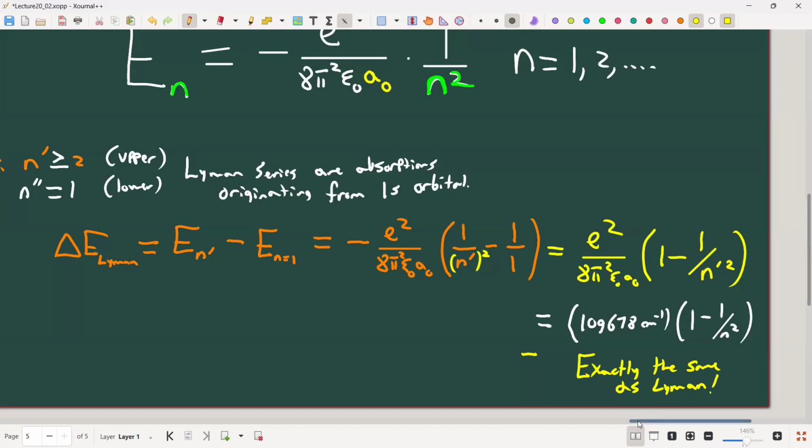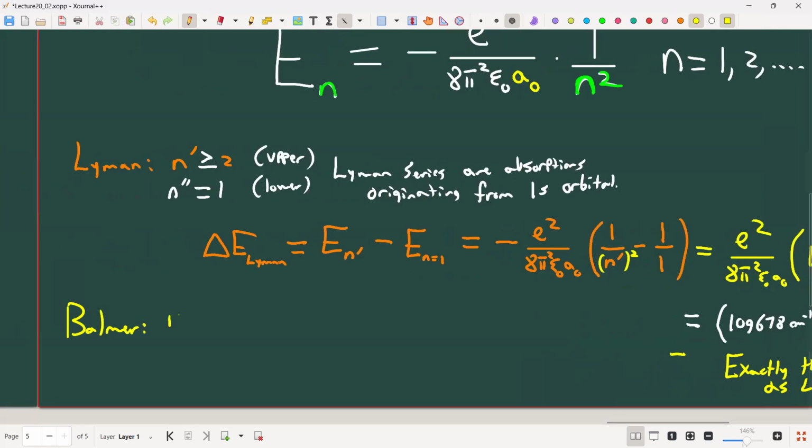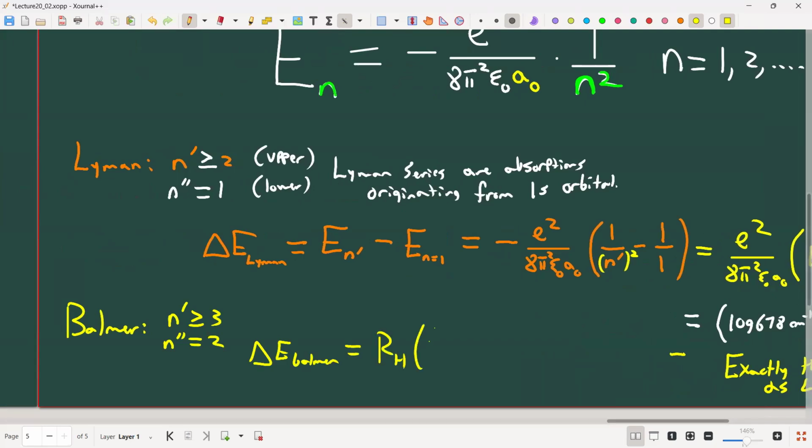So the Balmer series is n prime greater than or equal to 3, and our lower level is 2. And then E Balmer is going to be the Rydberg constant times 1 over 2 squared, which is 1/4, minus 1 over n prime squared. Okay, exactly what Balmer got.